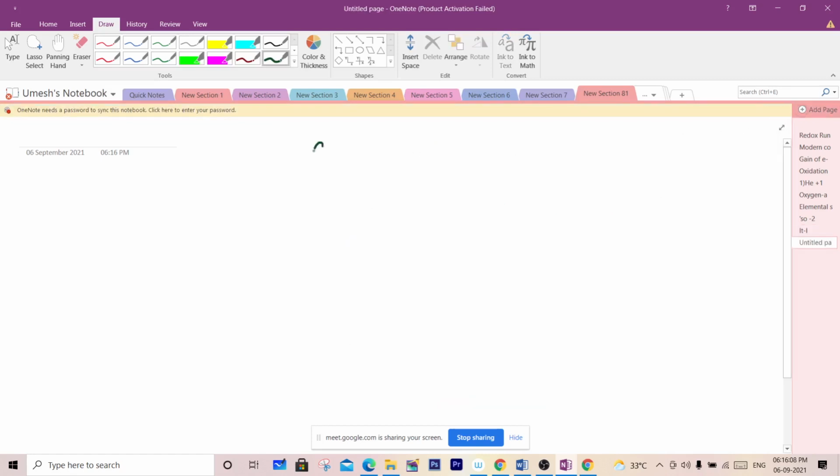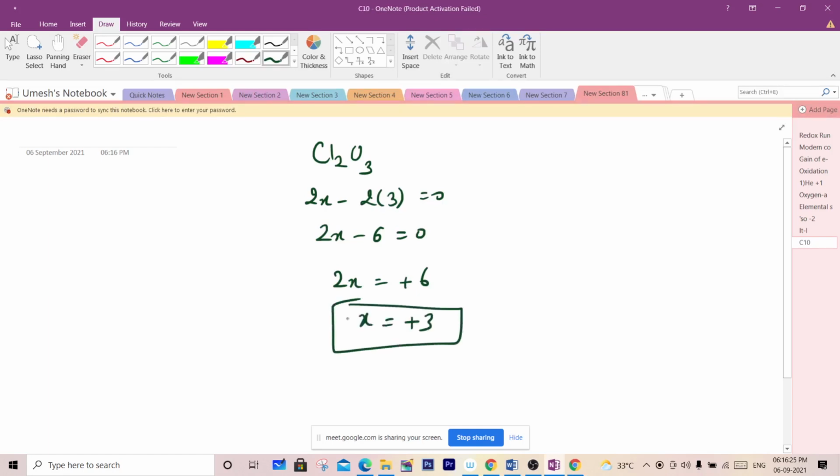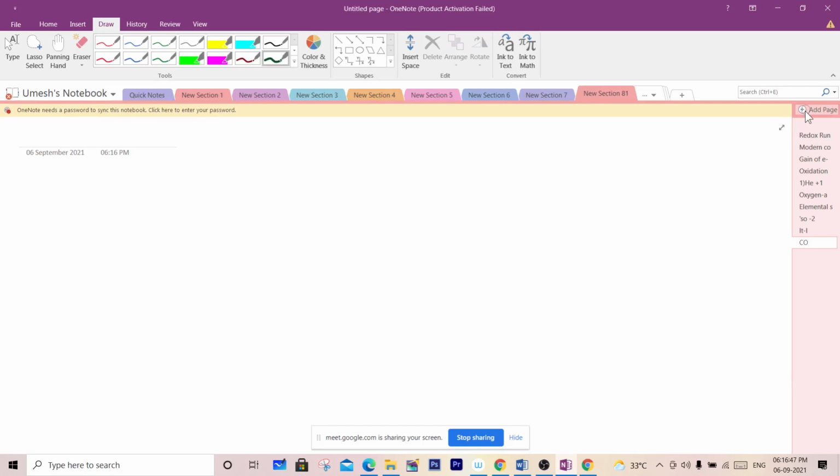Right. Then we have Cl2O3. 2x minus 2 into 3 is equal to 0. 2x minus 6 is equal to 0. 2x is equal to +6. X is equal to +3. In this compound, it is coming out to be +3. Note it down. Calculate for I2O5, I2O7. Can you calculate for iodine?